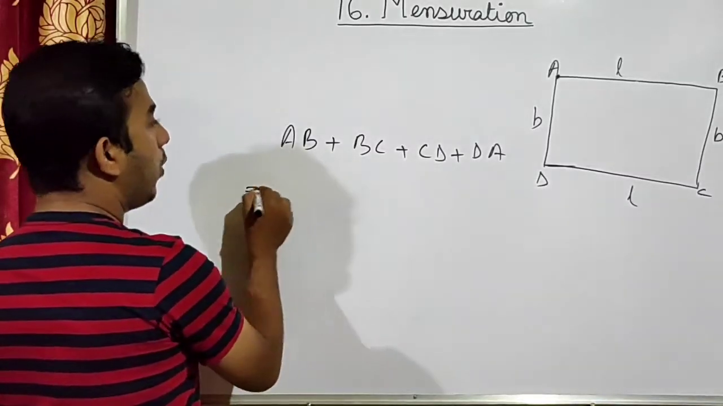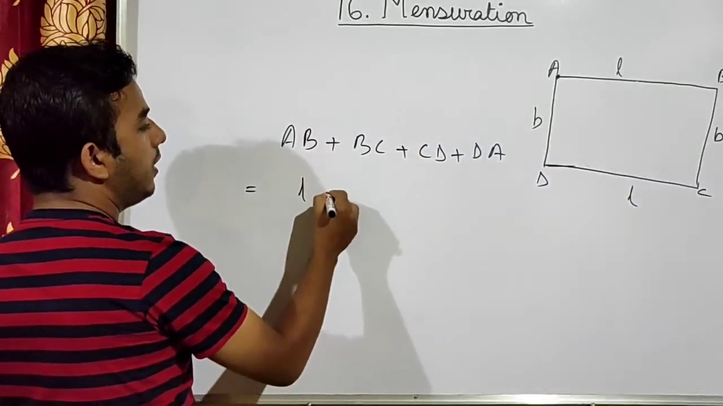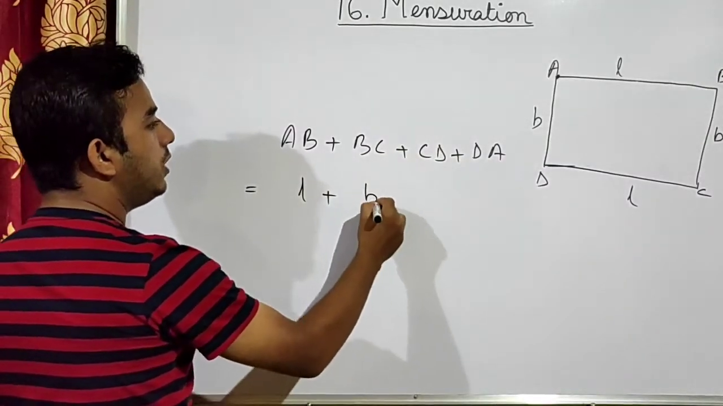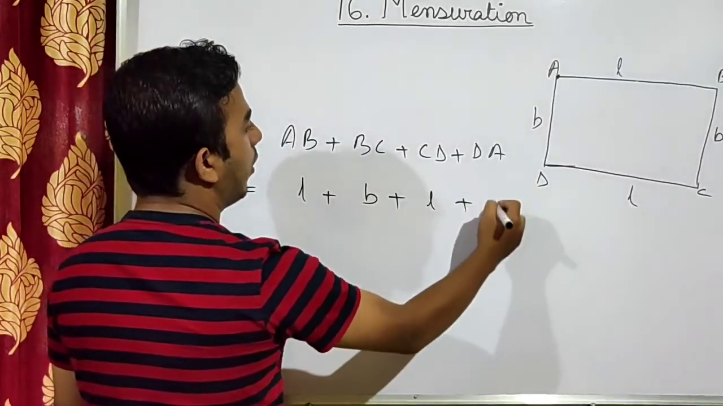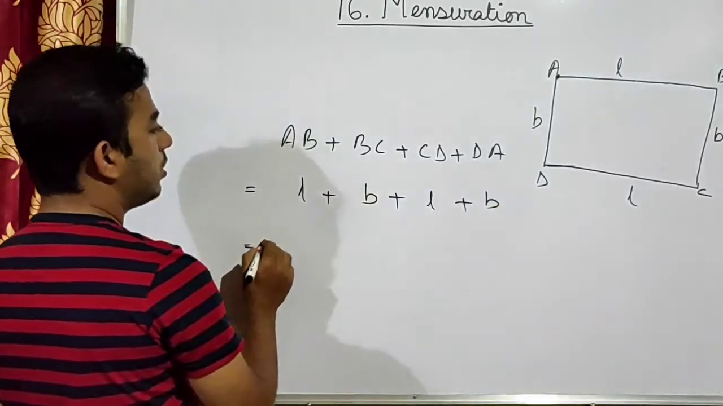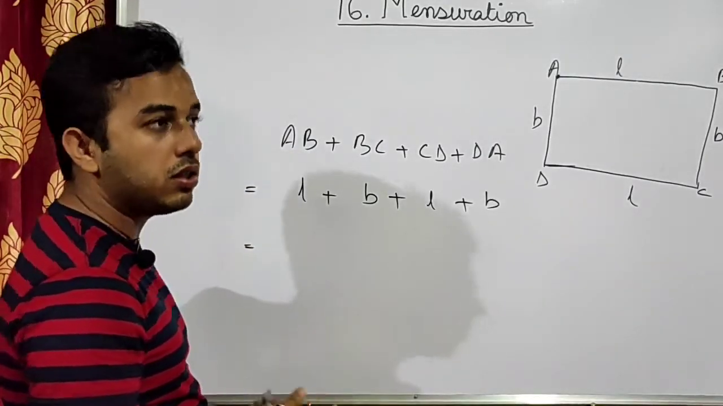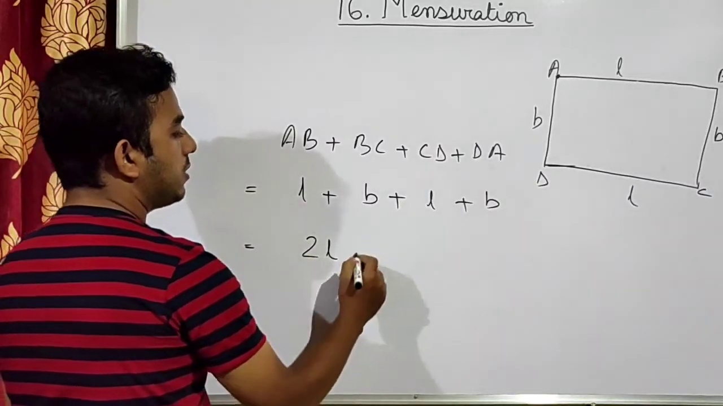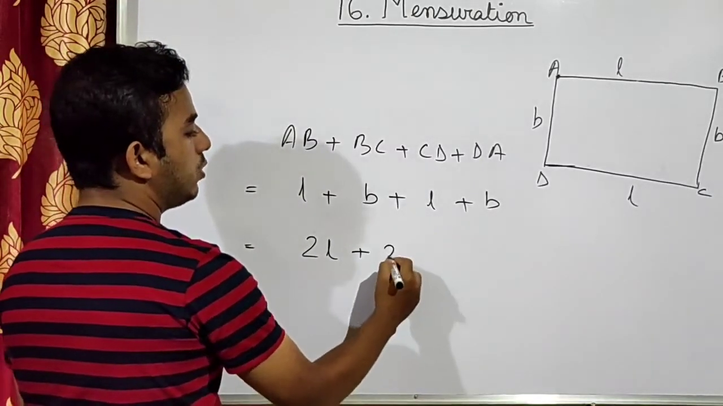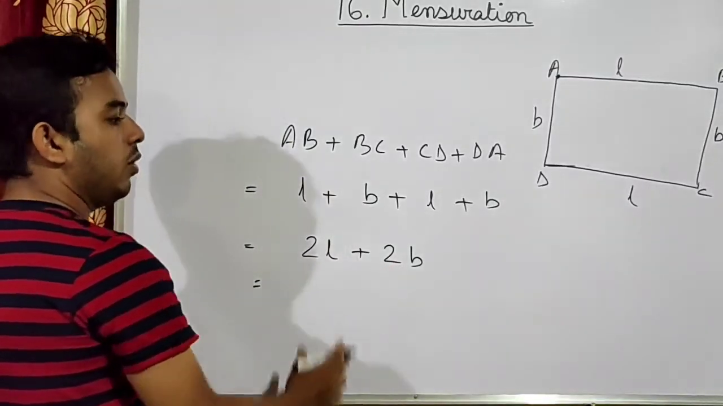So in place of AB, what will we write? In place of AB, it is L. Then in place of BC, what will we write? B. In place of CD, what will we write? L. In place of DA, what will we write? B. Now look, L plus L, we will add the like terms, that is the same terms, right? So L plus L is 2L. Then plus sign. B plus B is 2B.